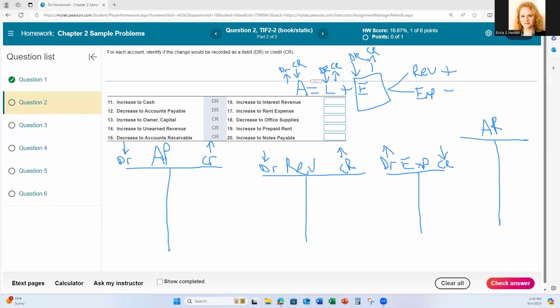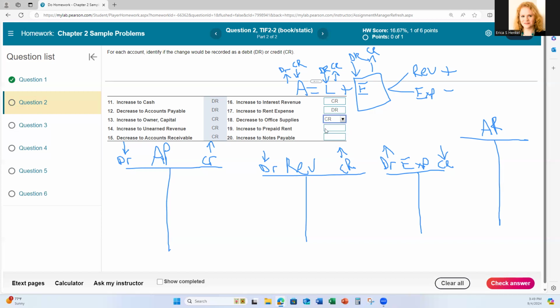All right, so with that, then we can do our next one here. So increase to interest revenues. This is a revenue account. Increasing revenues would be through crediting. Increase to rent expense. All right, so expenses increase through debiting. A decrease to office supplies. Now, office supplies, as we discuss it in these chapters, is an asset. So like thinking a closet full of office supplies that we have there ready to use for future use, right? So because that is an asset, to decrease it would be to credit.